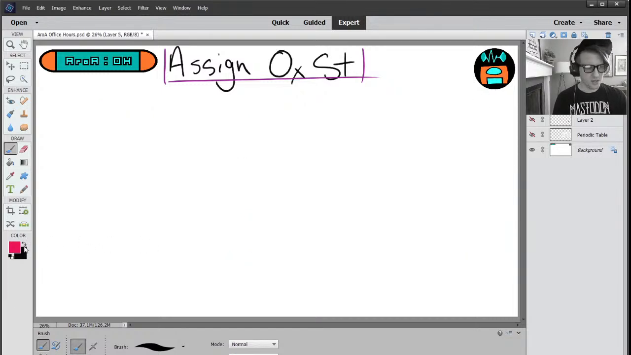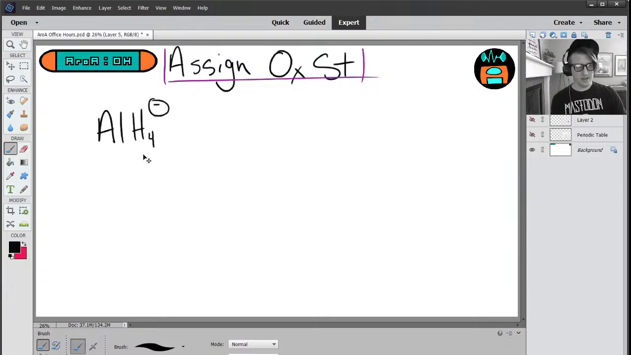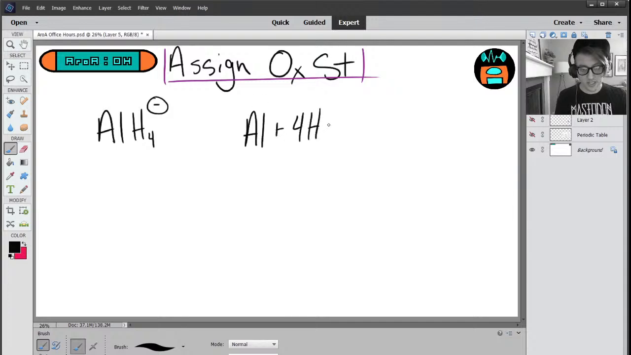Let's assign the oxidation states for, well, how about this? This polyatomic ion. All right. Now we know we're always going to use the first rule, which is the sum of all oxidation states equals our charge. So that means the sum of the oxidation state of aluminum plus 4 hydrogens equals our total charge, which is -1 for this species. Now, hydrogen, we said when it's with other nonmetals, has an oxidation state of +1. But when it's the only nonmetal in the compound, and it is, aluminum's a metal, hydrogen is the only nonmetal, it takes an oxidation state of -1.